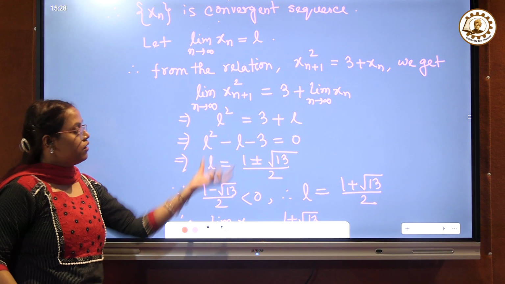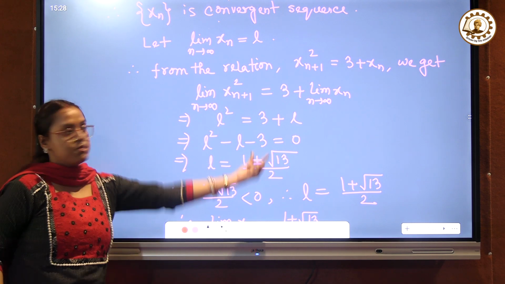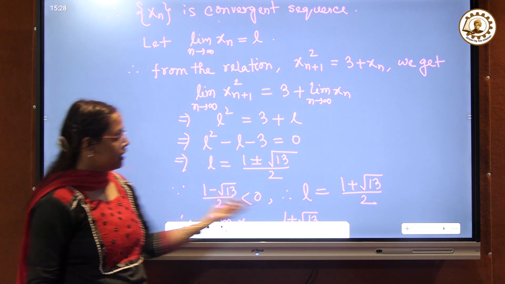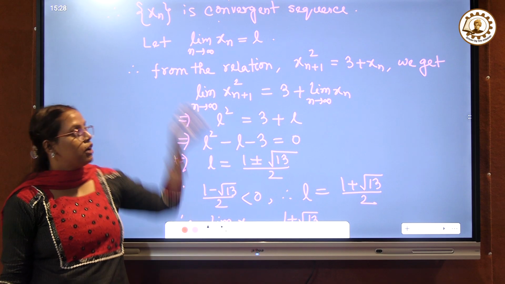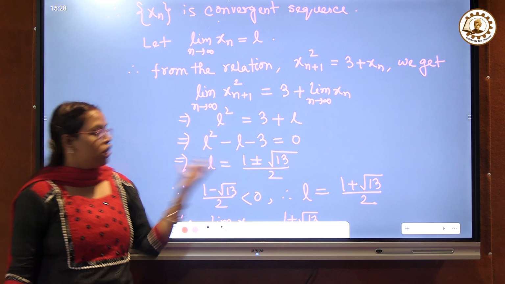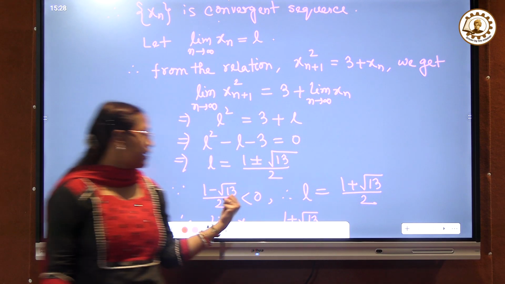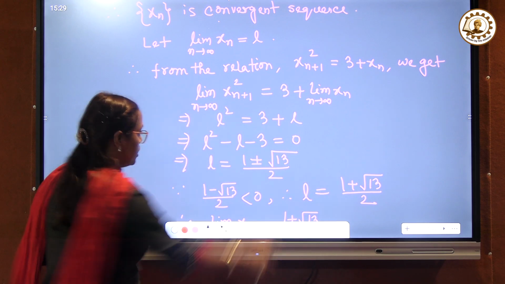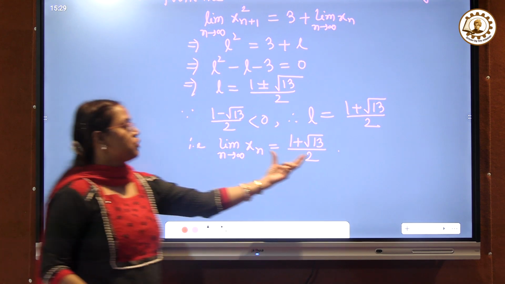Now as usual, solve this by Sridharacharya's rule and you get two values of L, (1 plus minus root over 13) by 2. But (1 minus root over 13) by 2 is a negative quantity, so we discard this and hence L will be (1 plus root over 13) by 2. Why do we discard this? Because the sequence is a sequence of positive terms. Since the sequence is a collection of positive terms, its limit must be positive. So we discard the negative part. Therefore L will be the positive quantity (1 plus root over 13) by 2. And from this we can write that the limit of the sequence x_n is (1 plus root over 13) by 2.